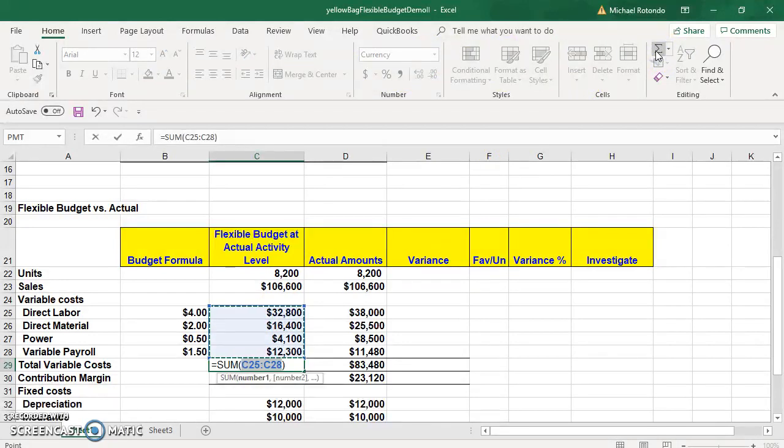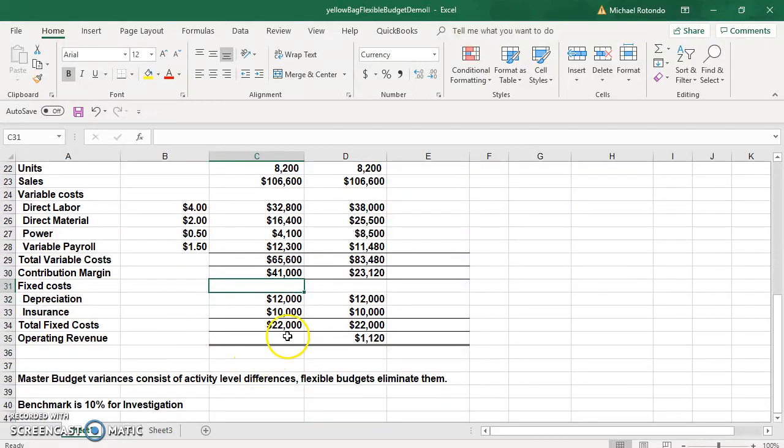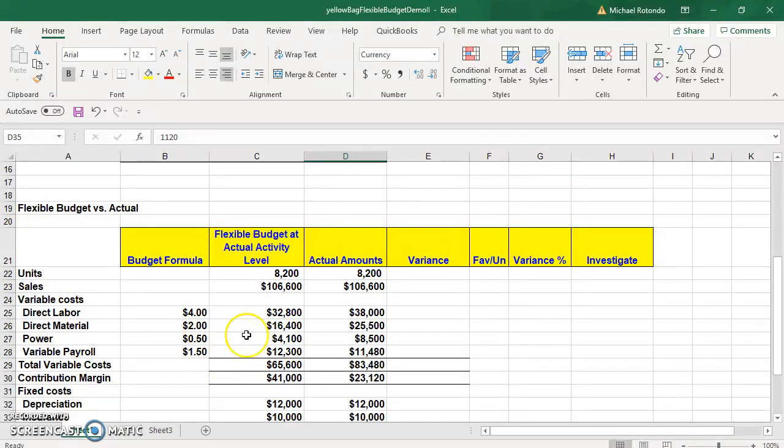So if we add up our total variable costs, and then we get our budgeted contribution margin, so our contribution margin was budgeted to be much higher than it is. Okay. And so our operating revenue was 19,000. The actual was only 1120. So we have to relook at this when we budget for the next year.